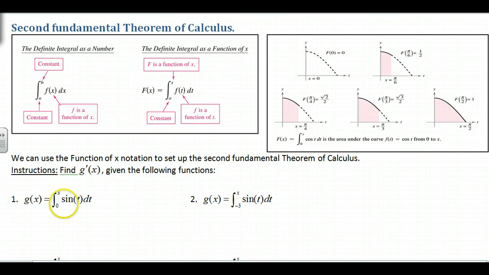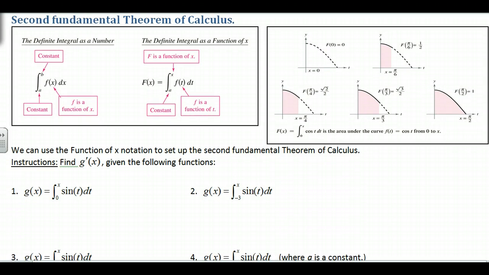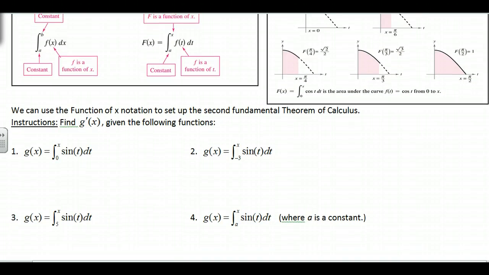So what I want to do is give you some problems here to try. I'm going to do the first one with you, and then you're going to try 1 through 4. I'll explain this one in class. If I have this one, what this says is that I want to find g prime, given this integral. This upper limit is x. Let me show you how this is done.